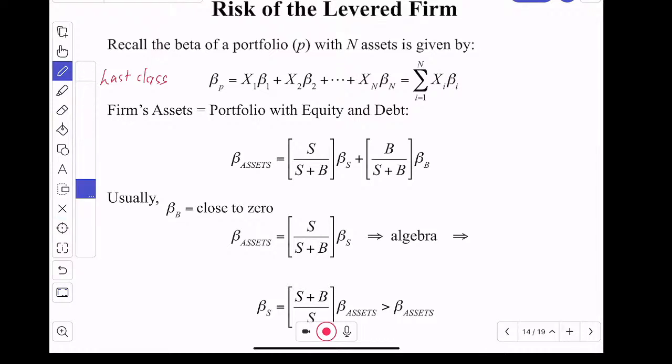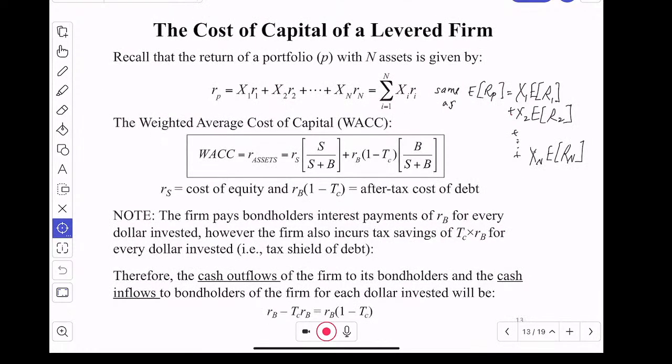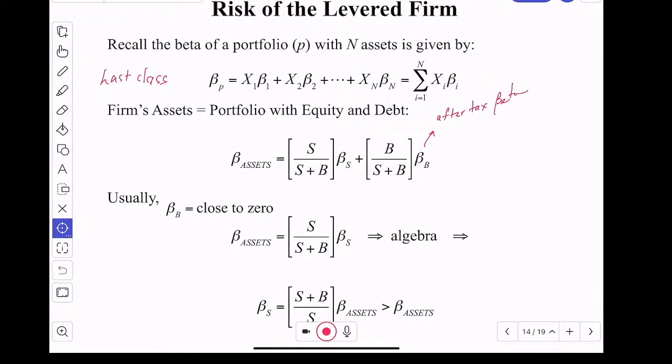Now we would have to specify that this is the after-tax cost, so after-tax beta. So I'll explain what I mean by that, but essentially if I'm going to talk about the after-tax return to bondholders, I should talk about the after-tax beta because those have to match. We match risk, or we trace risk to return through the capital asset pricing model, so they need to match.